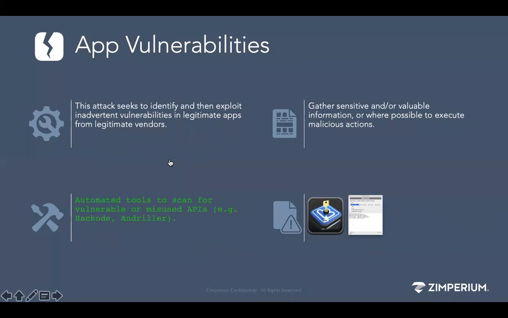So, app vulnerabilities. This attack seeks to identify and then exploit vulnerabilities in your app, right? They're looking for sensitive and valuable information, and there are a lot of automated tools to do this. There are a lot of custom tools, and hack code and Andriller are being used for this. One of the most notable examples is a British Airways mobile app.